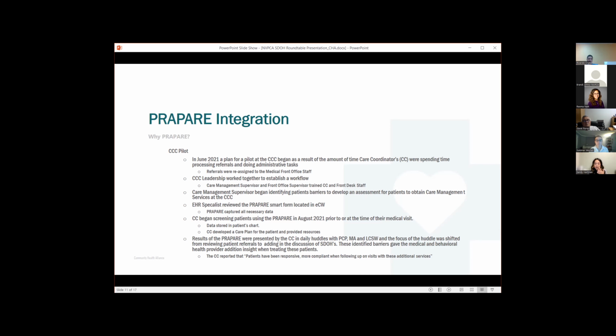So the results of the PRAPARE were then presented in daily huddles with this team. And this was done with the PCP, the MA, the LCSW, and the focus really shifted from just reviewing patient referrals to adding in discussion of social determinants of health. These identified barriers gave the medical and behavioral health provider additional insight when treating these patients. The care coordinator reported that patients have been more responsive and more compliant when following up on visits with these additional services.